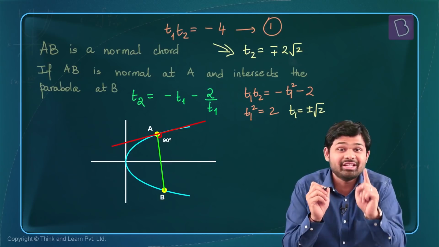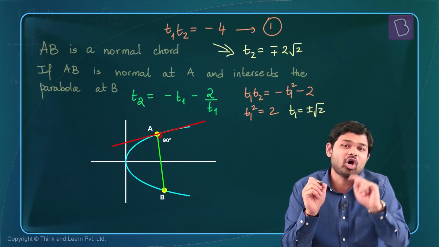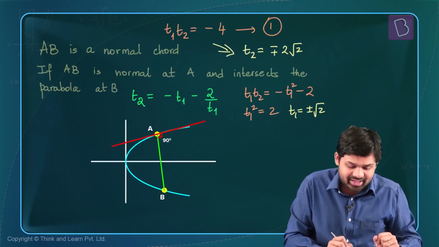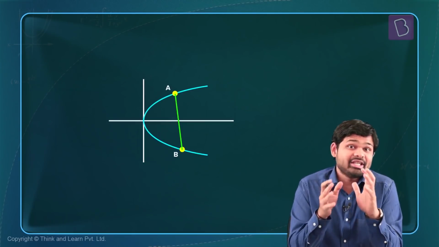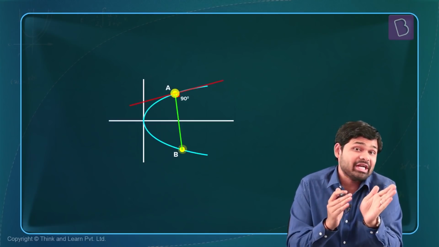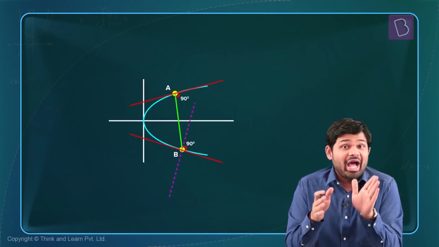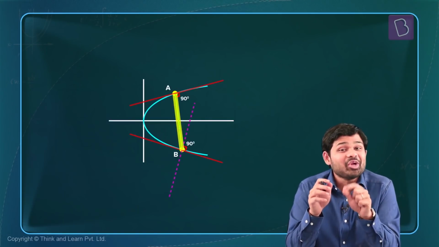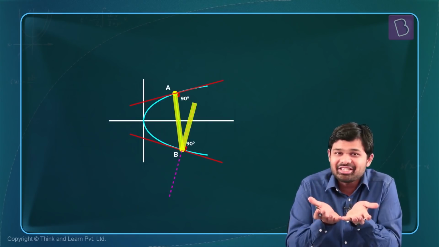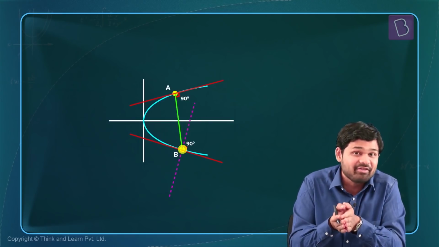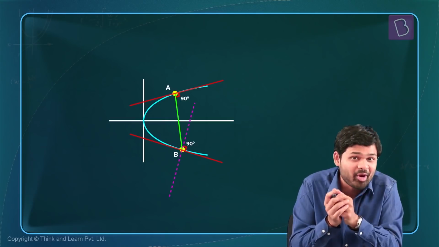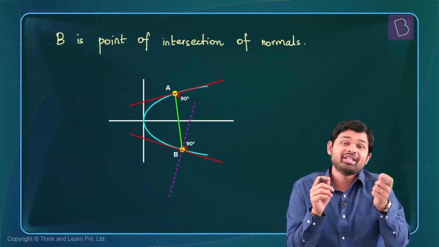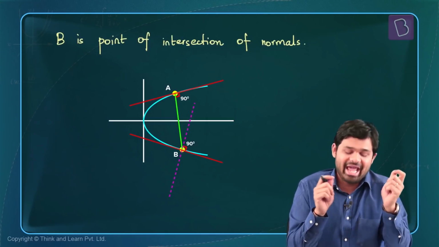It's very important. If t1 is plus or minus, t2 will be minus or plus because their product is a negative number. Make sure you don't miss this fact. So we've been further told that the two normals drawn at point A and point B, they intersect. AB is already a normal to the parabola. So if you draw another normal at point B, where will they intersect? They will intersect at point B itself, right? Because AB is normal to the parabola at point A. So B is going to be the point of intersection of the two normals drawn at point A and B.